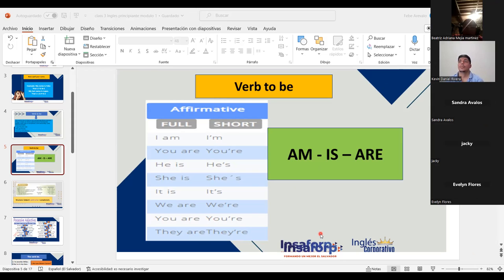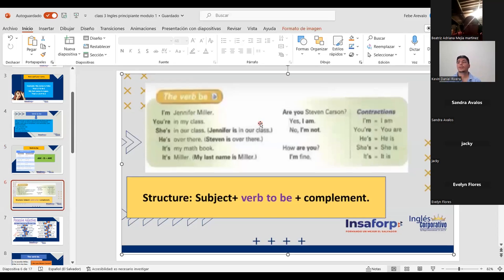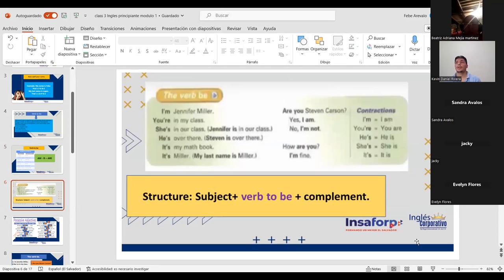Now, if I ask you, tell me the verb to be in affirmative, you can use the subject plus the verb, right? That would be I am, you are, all right? Keep that in mind. Now, let's move to the next one. Let me make it bigger for you.